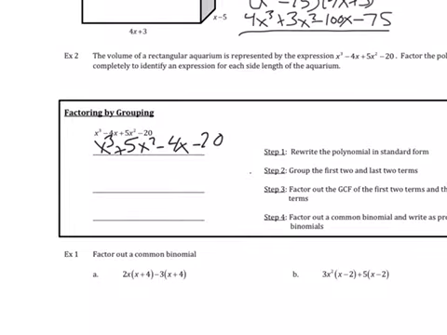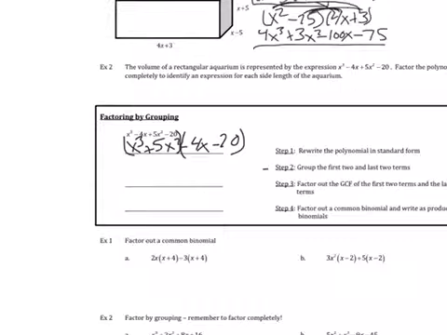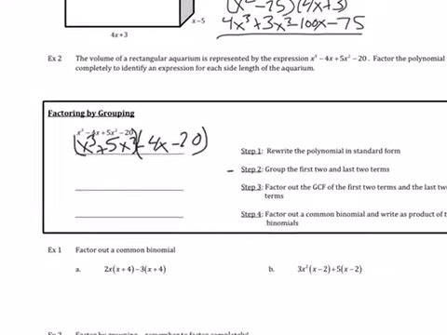Okay, so now step 2. Group the first 2 and the last 2 terms, okay? So my first 2 terms are going to be x to the third and 5x squared, and the last 2 are going to be negative 4x and negative 20. Step 3, factor out the GCF of the first 2 terms and the last 2 terms.